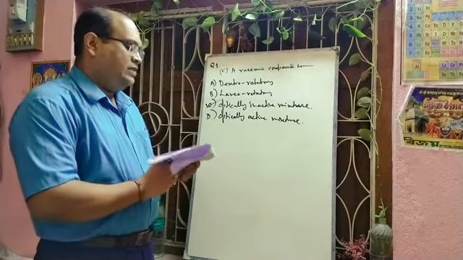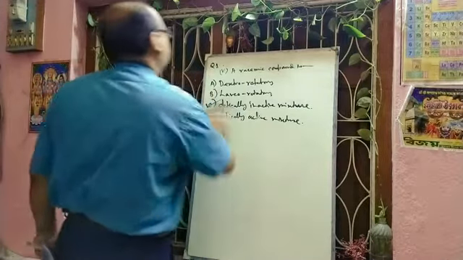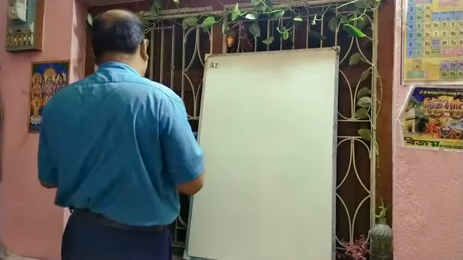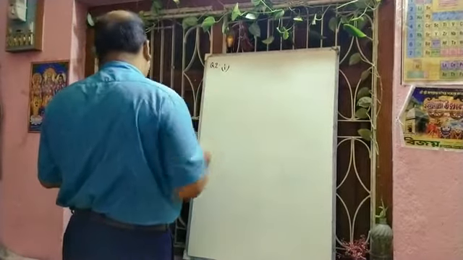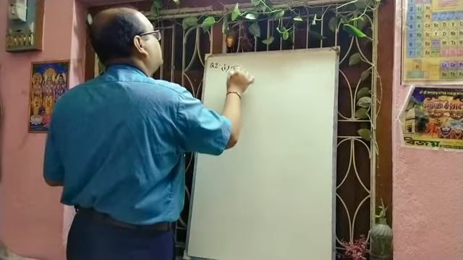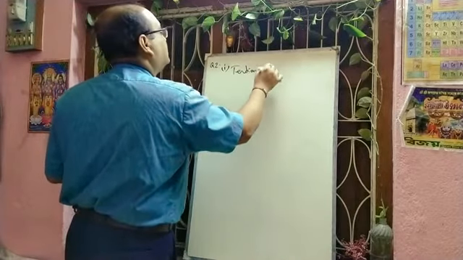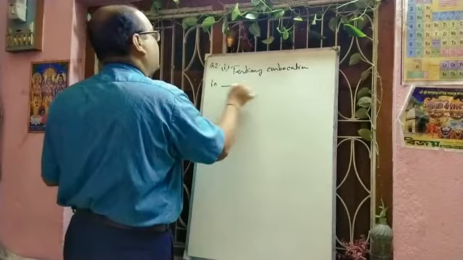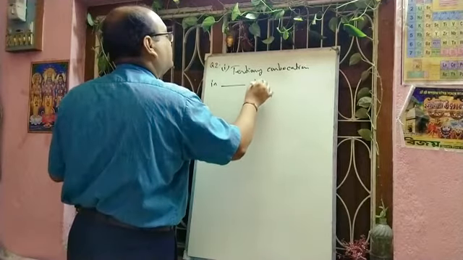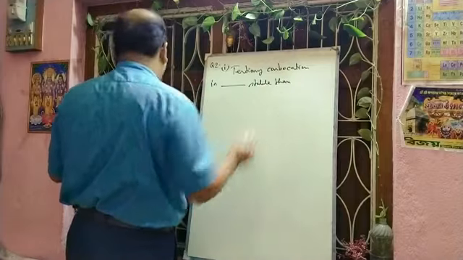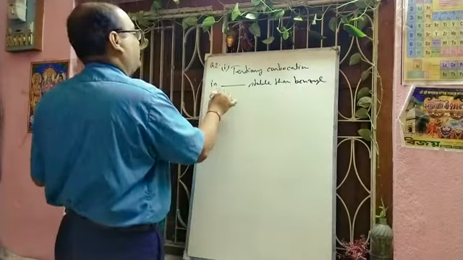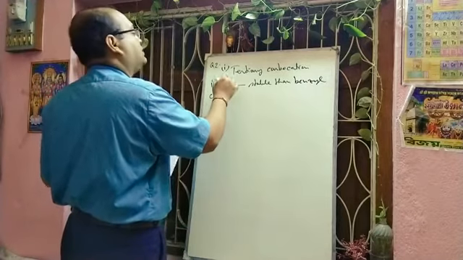So these are the MCQs. Next, fill in the blanks type of question. Question number 2.1. Tertiary carbocation is dash stable than benzyl cation. Here your answer will be more.